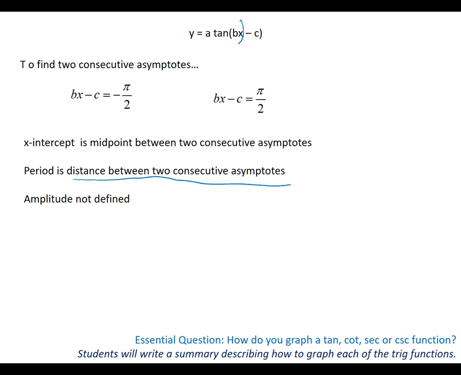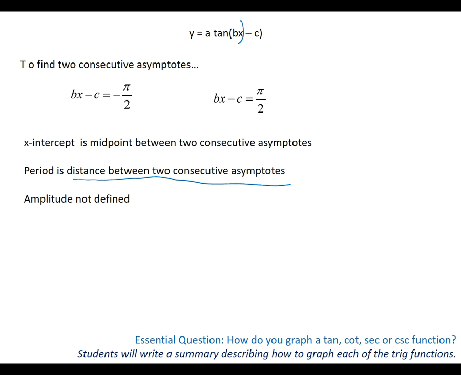Okay, so what we're going to do is count. On the last couple days we've done period and amplitude, right? Those were kind of the places we started. Well, tangent, because it goes up and down forever and ever, doesn't have an amplitude. We can't say what the amplitude is because it goes up and down forever, so we can't calculate that. The period is defined as the distance between two consecutive asymptotes.